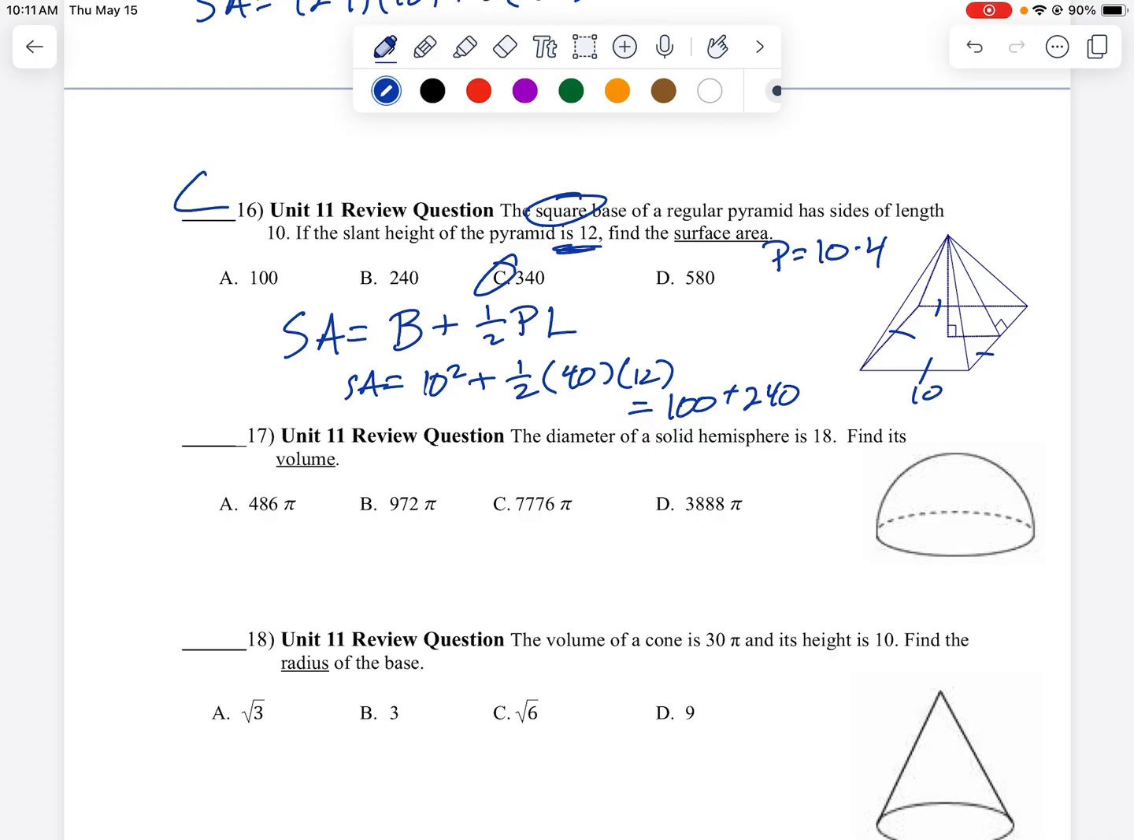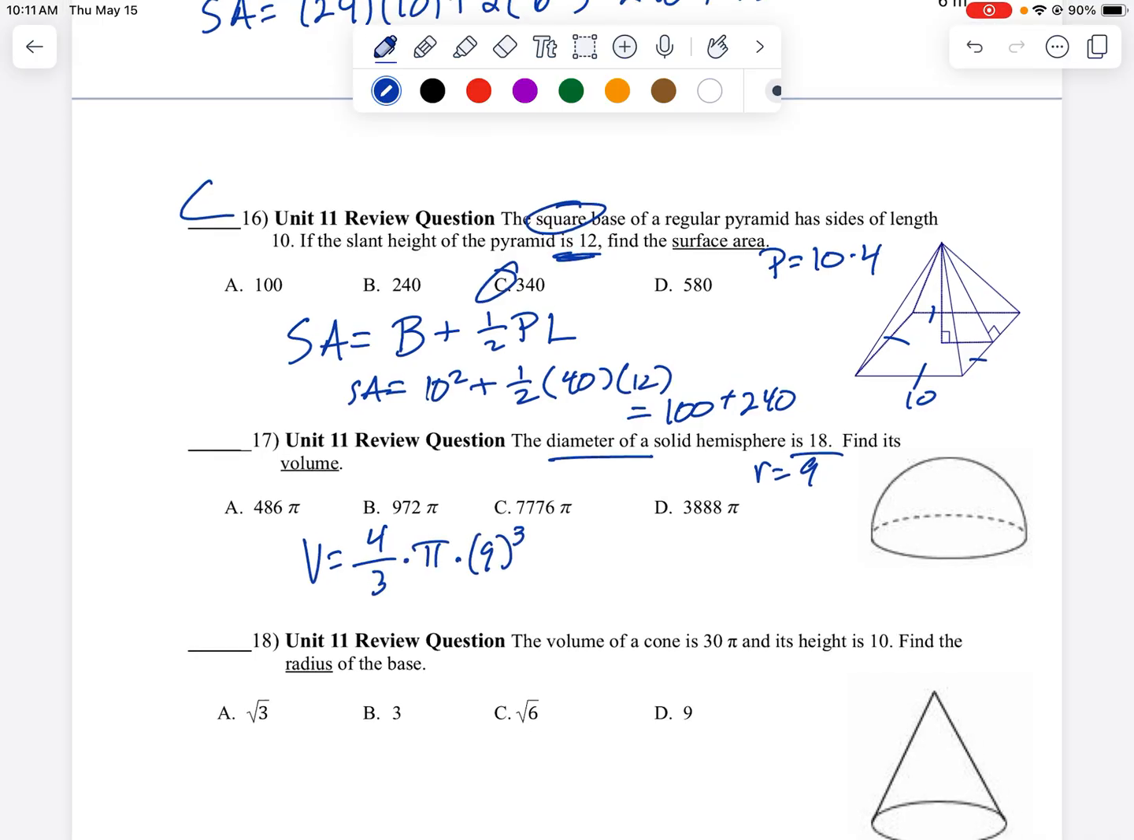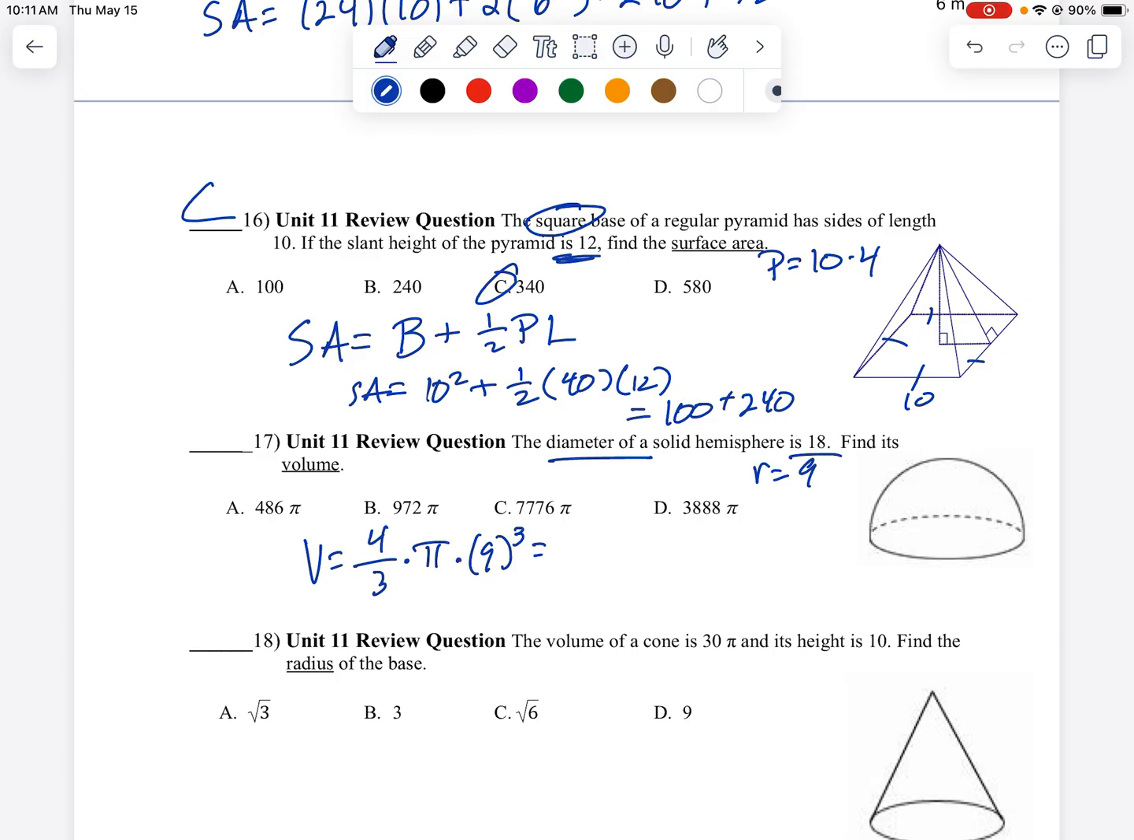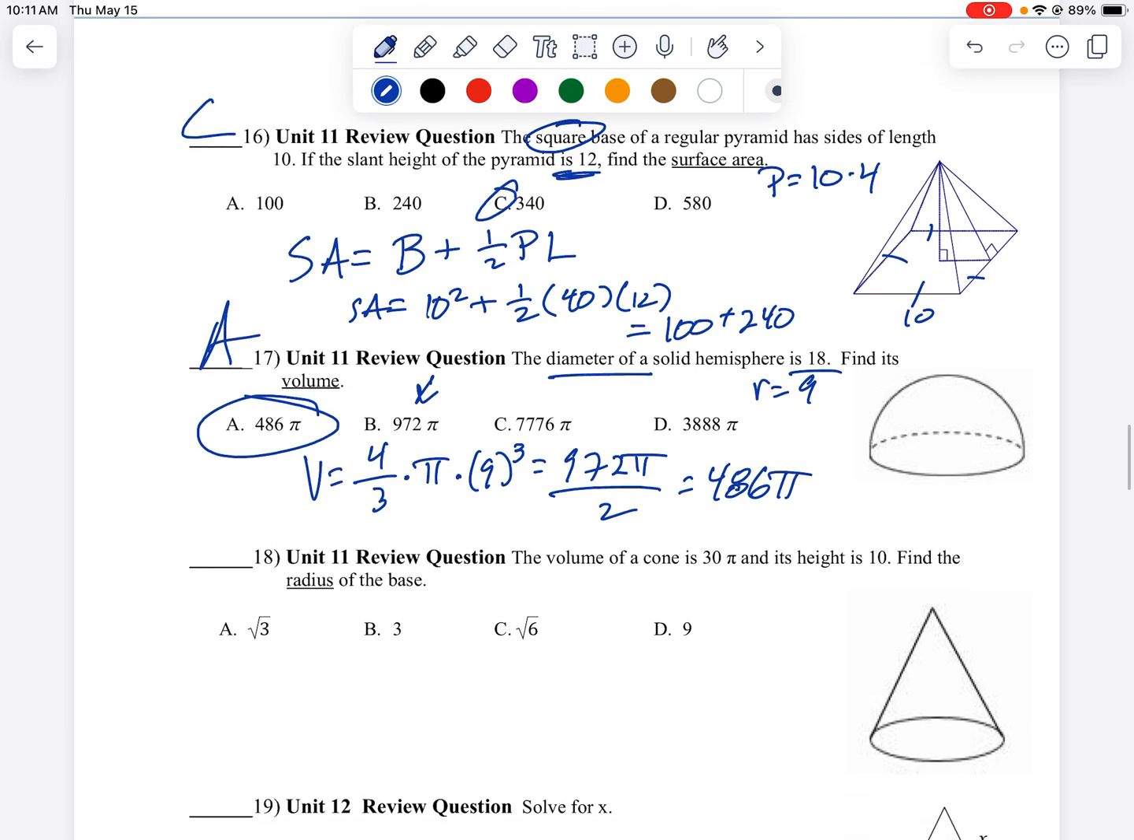All right, find the volume of a hemisphere. The diameter is 18, so R is 9. Volume of a sphere is 4/3 times pi R cubed. So 4/3 times 9 to the third power is 972 pi, but since it's a hemisphere, I got to divide that by 2 to get 486 pi. Now look, 972 is here, but you need to remember to divide by 2 to get A. Don't fall for the trap.